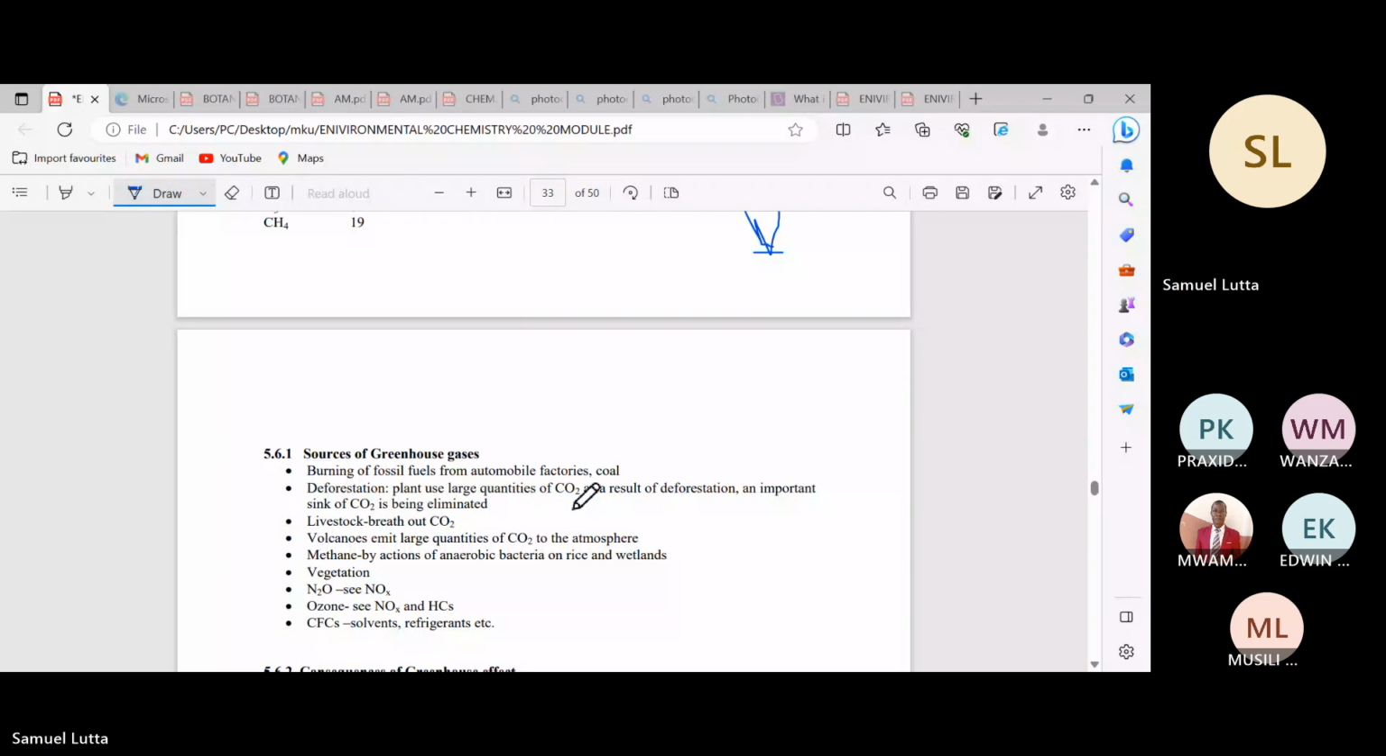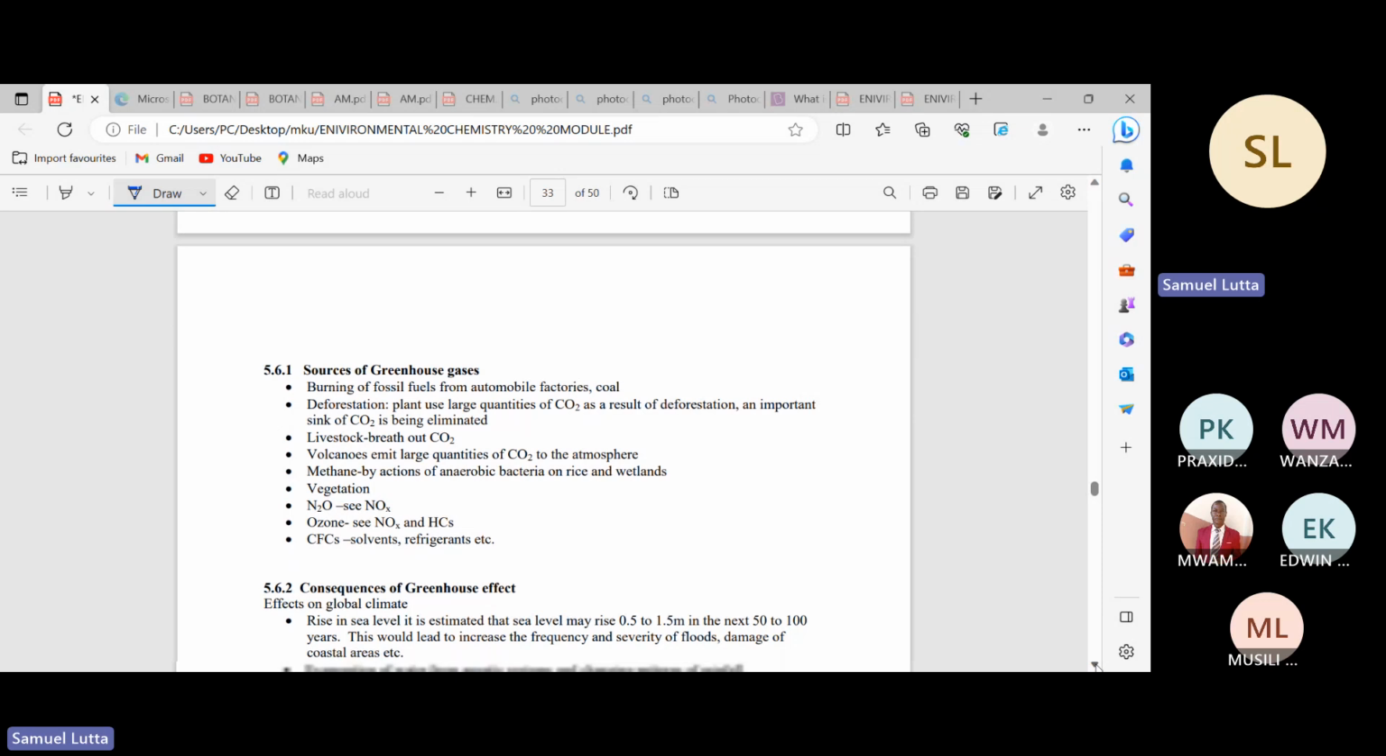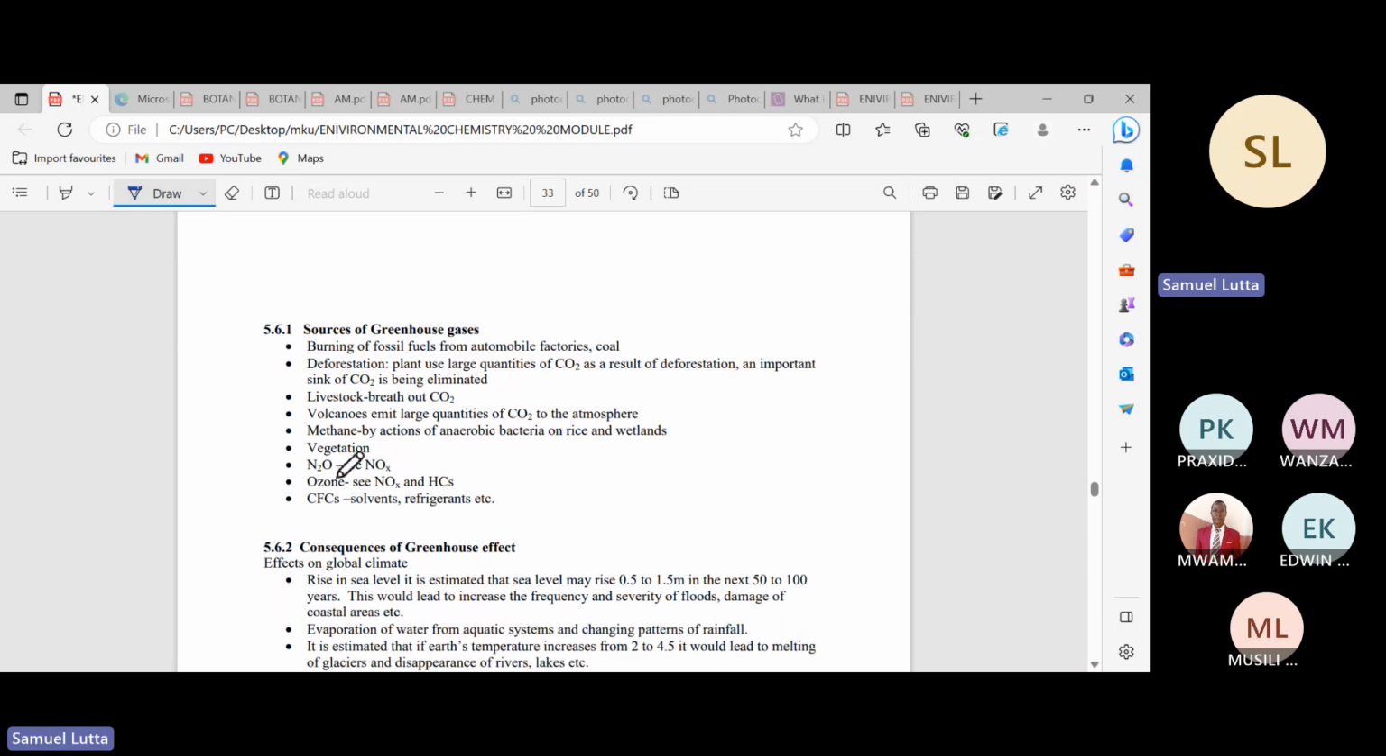Livestock also breathe out CO2, so this will also lead to increased concentration of CO2. The same CO2 can be gotten from the burning of fuel in automobiles. Volcanic emission also releases CO2, and this is how we increase the concentration. So to control this, you just need to control the amount of carbon dioxide released into the atmosphere. You also need to control the nitrogen oxide and the CFCs, as has been mentioned here.